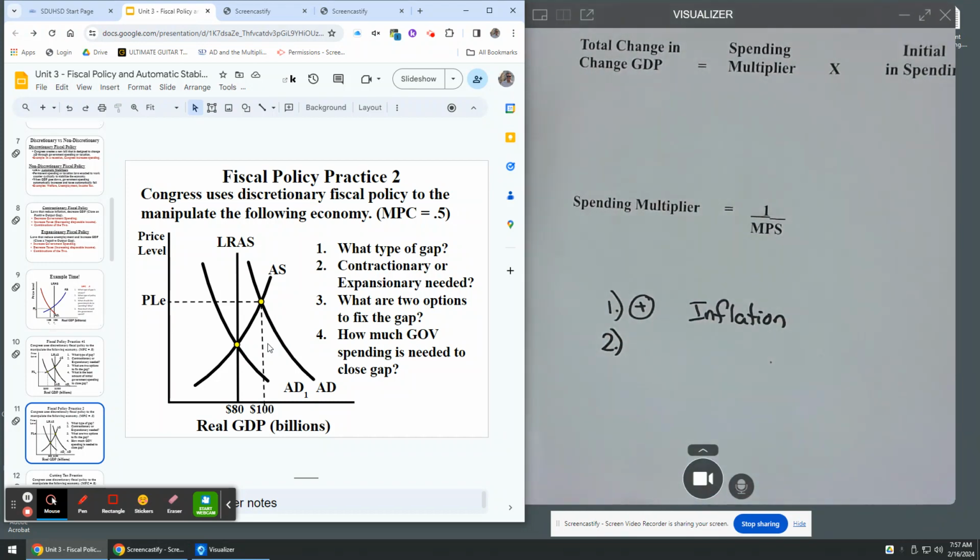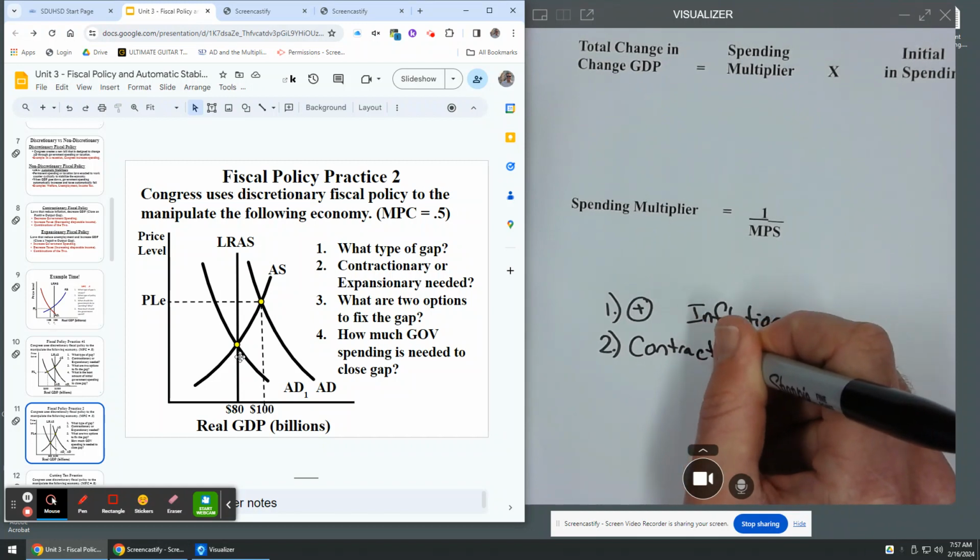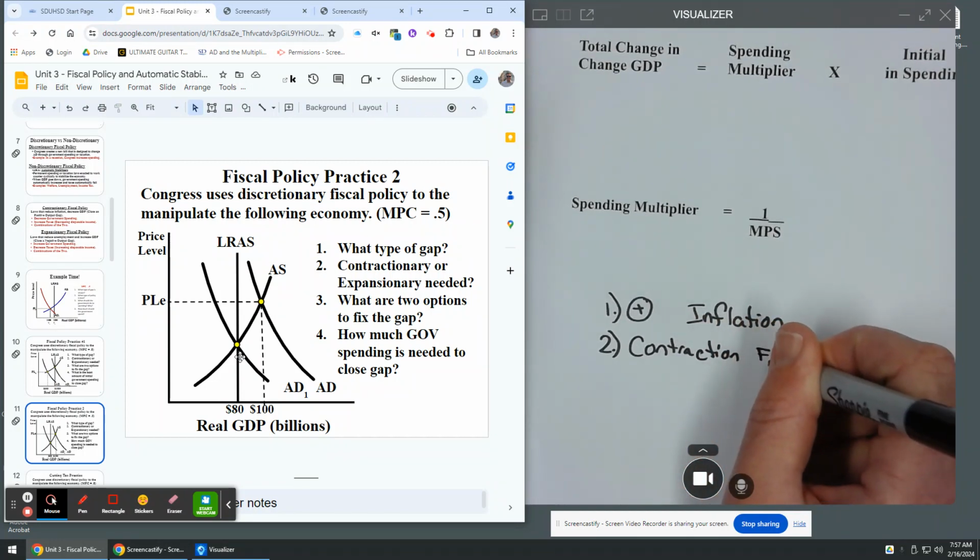Number two, what type of policy do I need to enact? Contractionary or expansionary fiscal policy? This time I want to decrease my GDP. I want to make it smaller. I want to contract it. I want to bring AD to the left. So I want a contractionary fiscal policy.